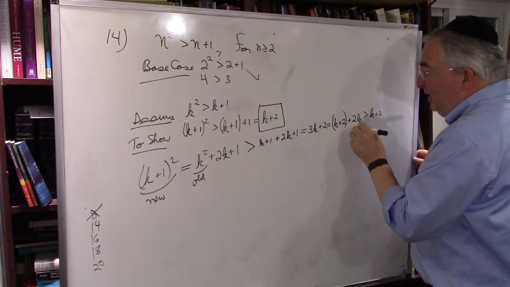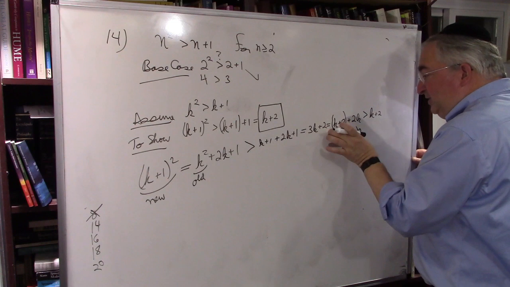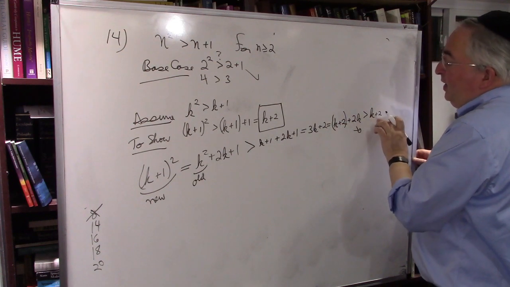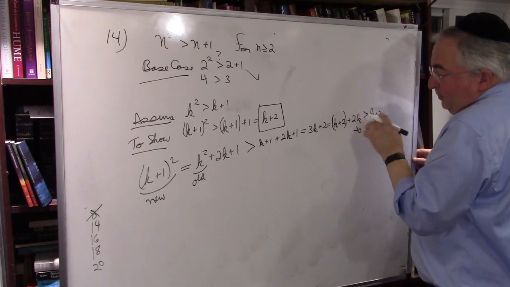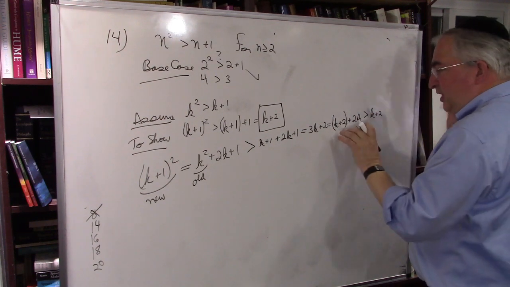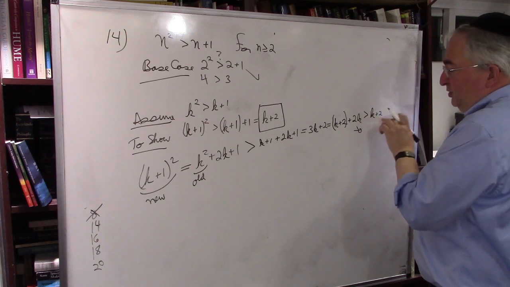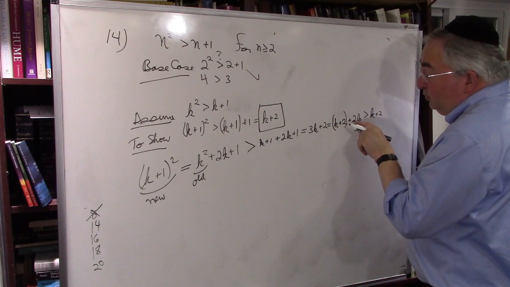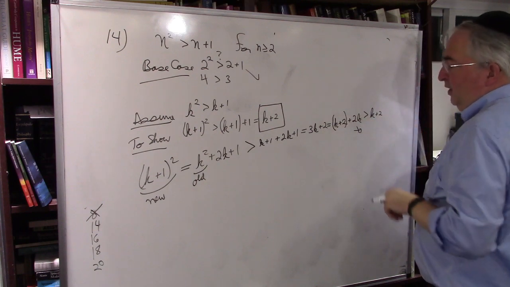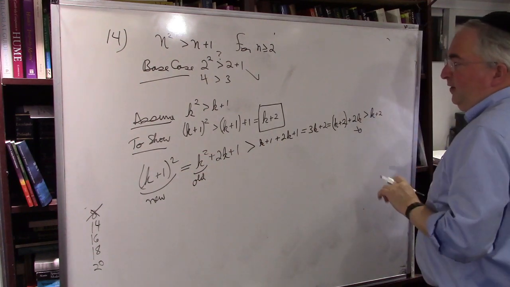Well, 2k is more than 0. This is more than 0. So take this, add something more than 0, and you get that it's more than k plus 2. You added something more, so it's more than k. So let's say this is 15 plus 2k. Take out the 2k, it's more than that. The main point is k is more than 0, so 2k is more than 0, so you're adding more. Conclusion, this is more than 2k.